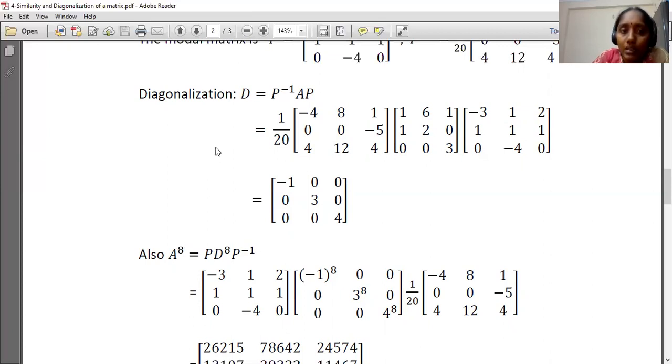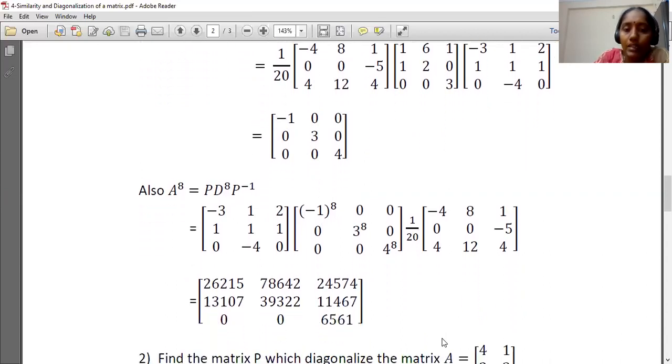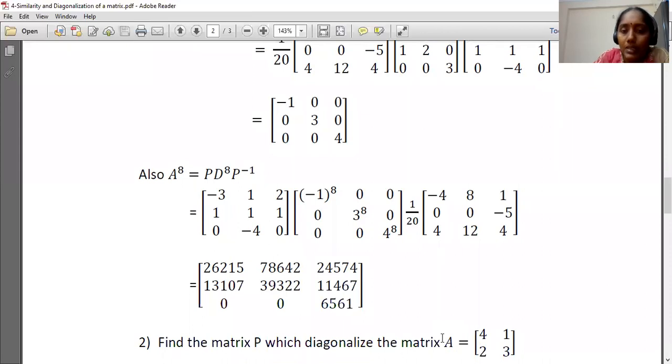Now we already discussed how to find A power n. That A power n is P D power n P inverse. Now D power 8, here this is D. D power 8 means just raise these diagonal elements to the power 8. There is no need to multiply this matrix 8 times. Just simply minus 1 whole power 8, 3 power 8, 4 power 8. Pre-multiply with P and post-multiply with P inverse. Just multiply, and you will get A power 8 like this. Okay.